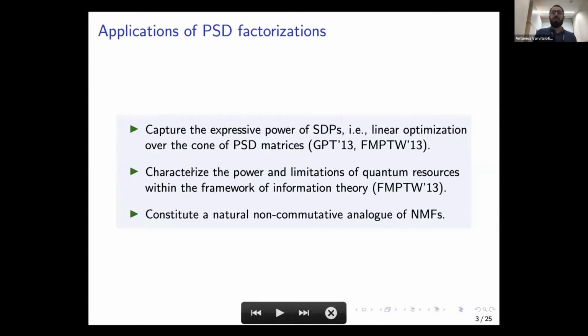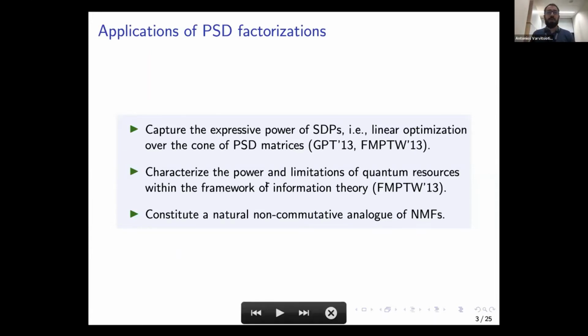There are also some very interesting connections between PSD factorizations and quantum information theory. If you have a matrix corresponding to a probability distribution, a PSD factorization gives you a way to realize it as a quantum protocol. But again, I don't really have time to go into the details. Still, PSD factorization is relevant for many areas, both optimization and information theory.